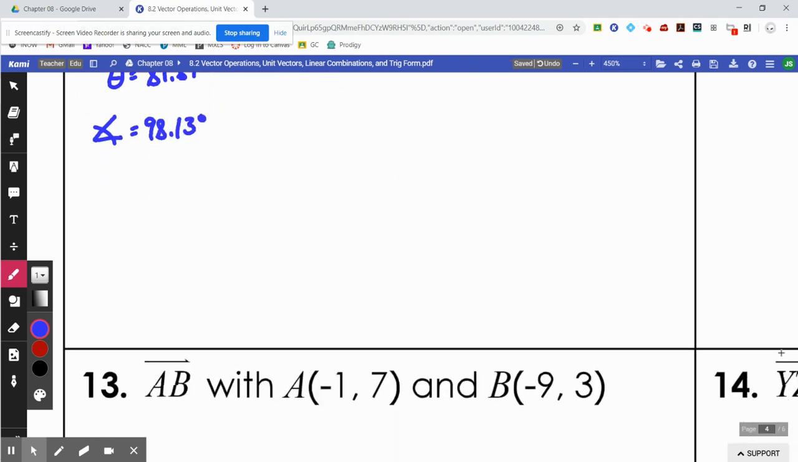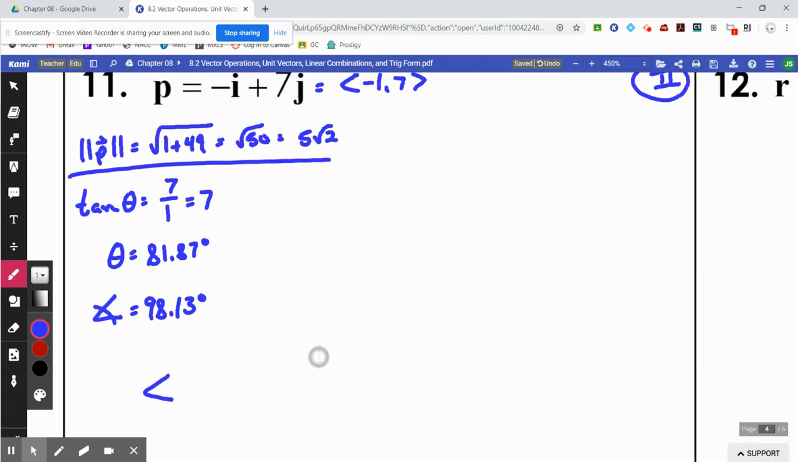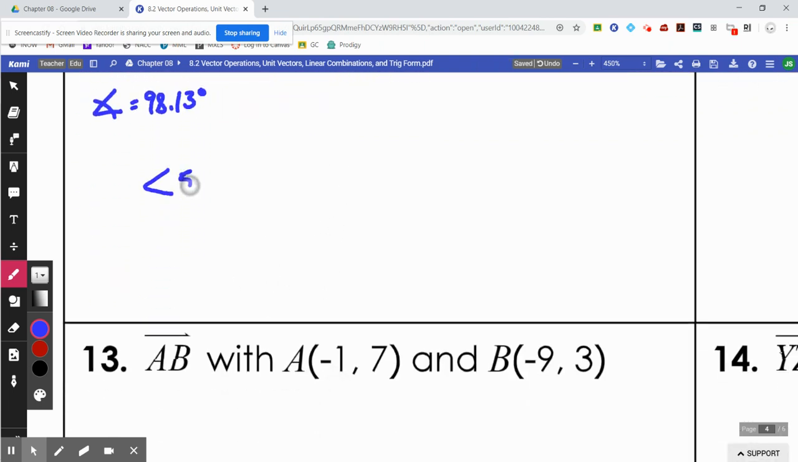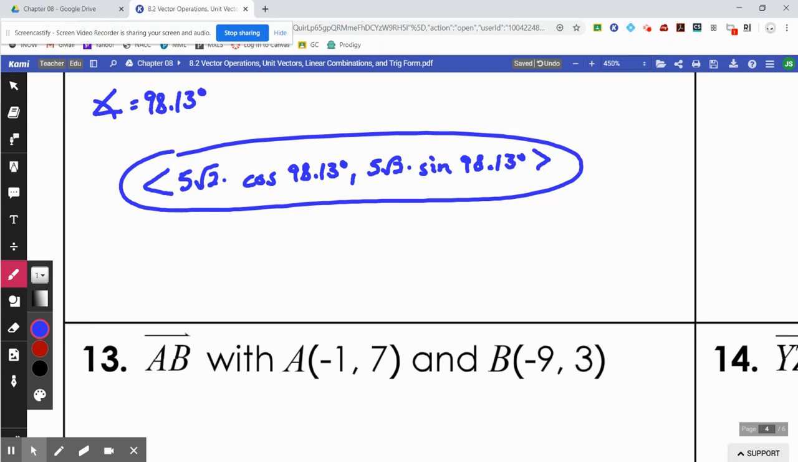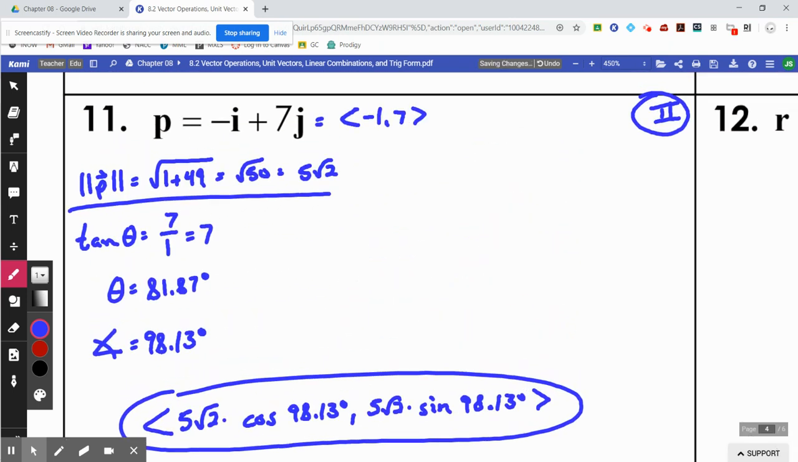So our trig form is going to equal our magnitude, which is 5 root 2, times the cosine of 98.13, and 5 root 2 times the sine of 98.13. And again, if you were to multiply that back out, what would you get? You would get this exact same negative 1, 7 back.